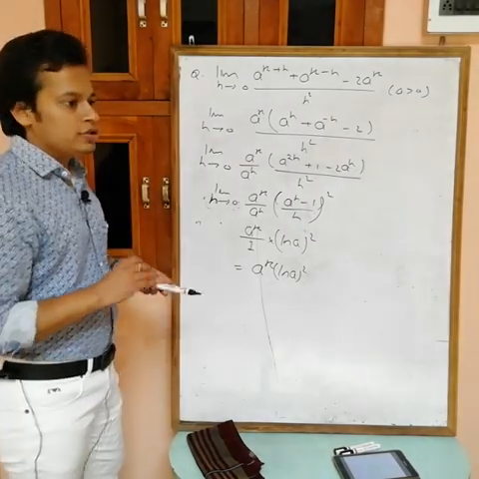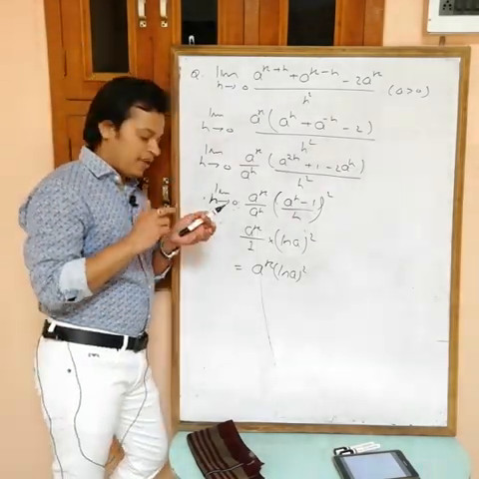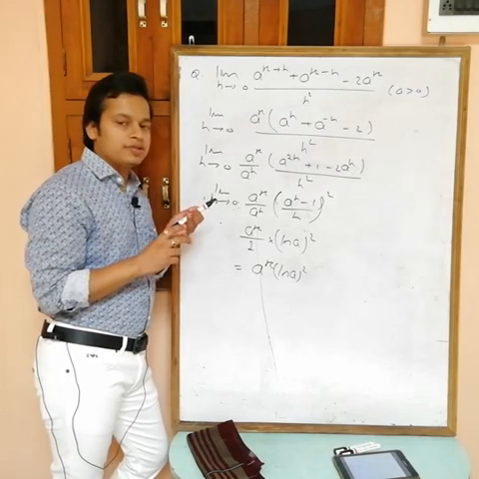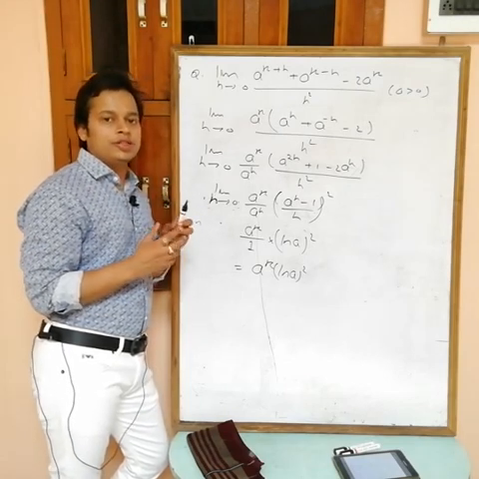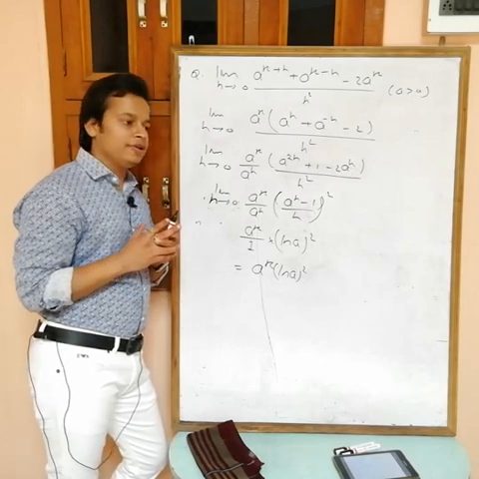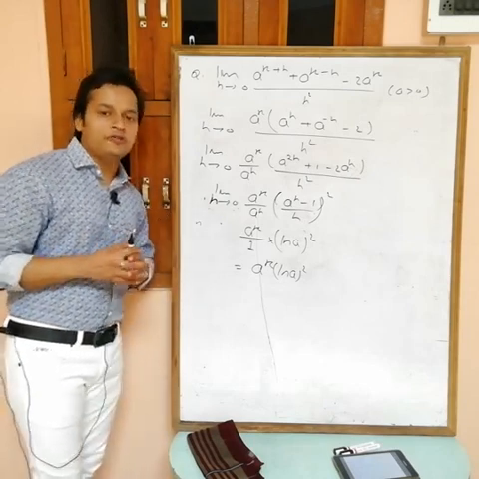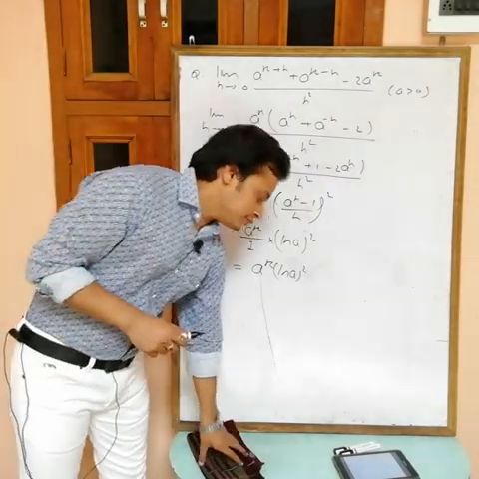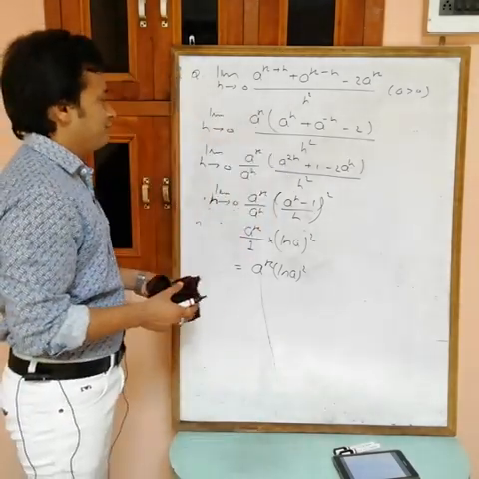Write down. So 3 methods are completed now. First one is factorization, second is rationalization or double rationalization, and third one is standard limit. Now the fourth one is use of expansion. Write down.